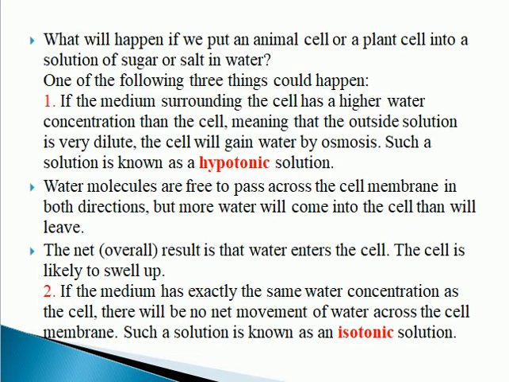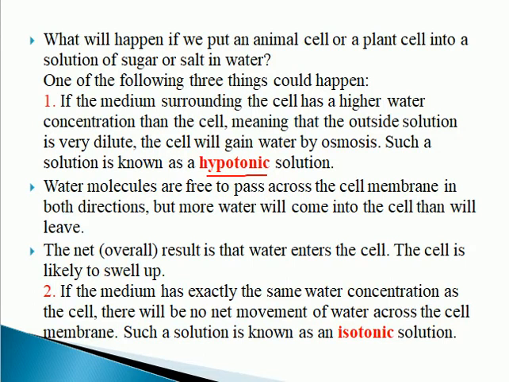Okay, now we will proceed further. What will happen if we put an animal cell or a plant cell into a solution of sugar or salt water? One of the following three things could happen. If the medium surrounding the cell has higher water concentration than the cell, meaning that the outside solution is very dilute, the cell will gain water by osmosis. Such a solution is known as hypotonic solution.